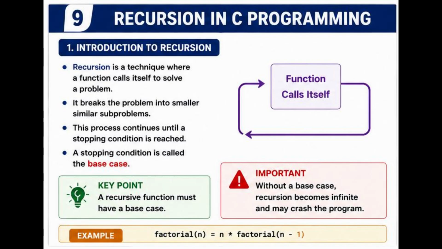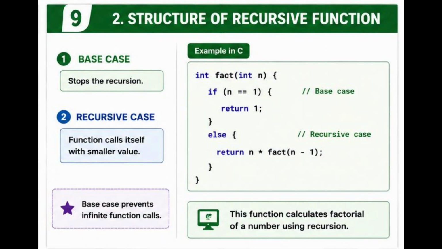A classic example is the factorial of a number, n. Mathematically, we define n! as n times (n minus 1)!. Notice how we are defining the factorial of n by using another factorial. Slide 2. Structure of a recursive function.